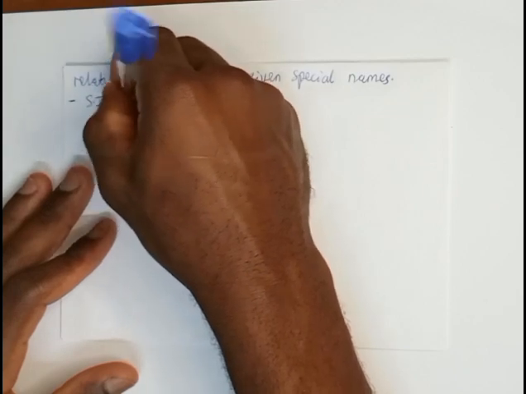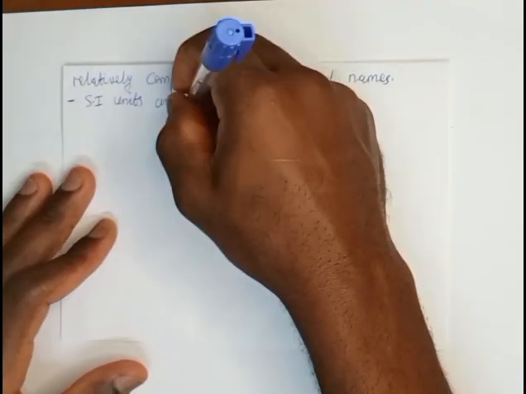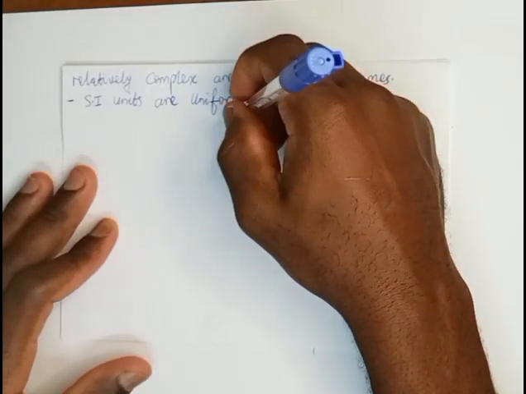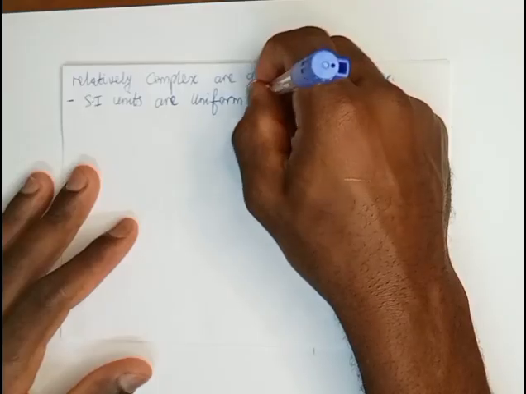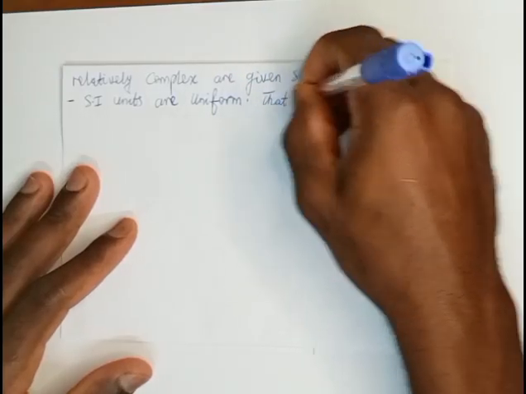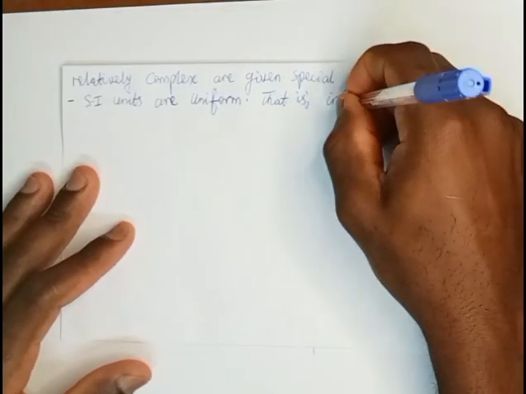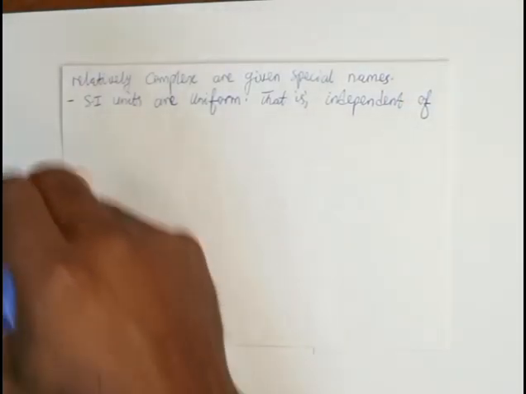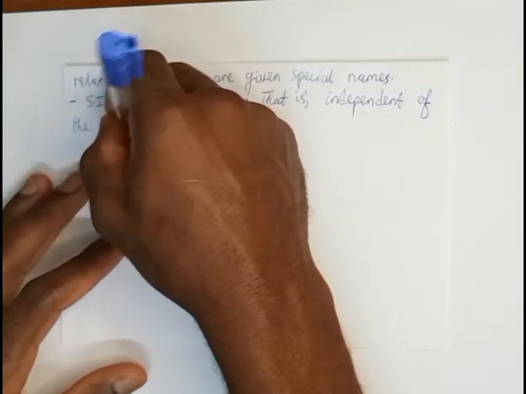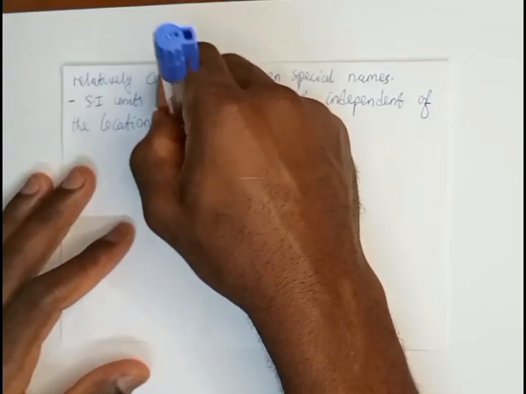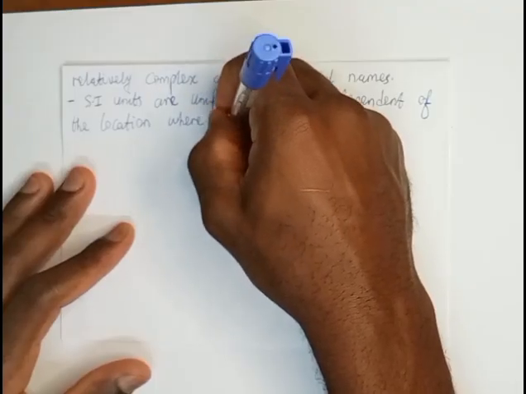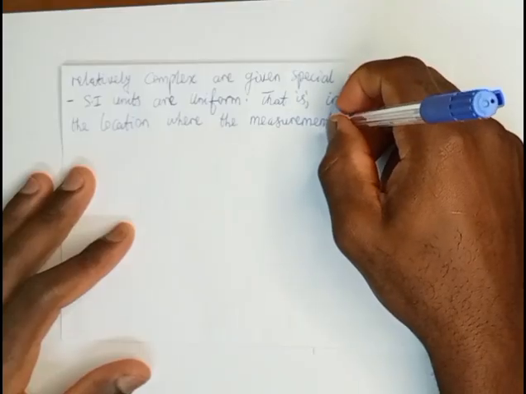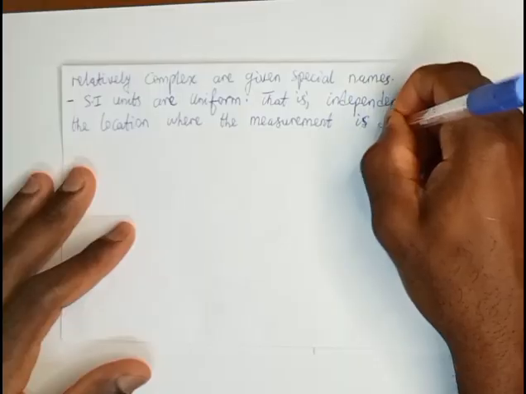SI units are uniform, that is independent of the location where the measurement is done.